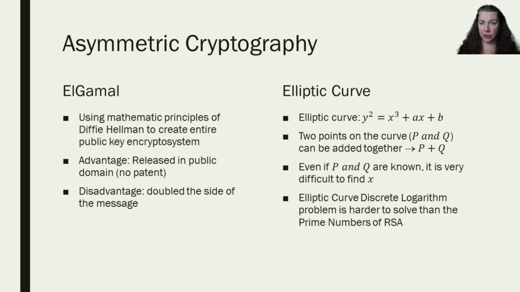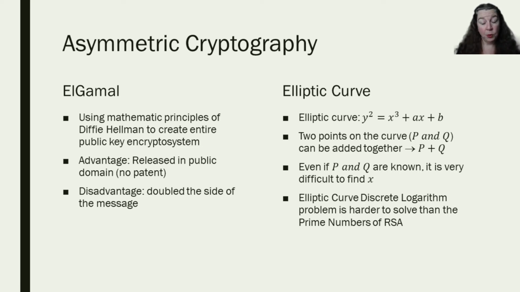The elliptic curve algorithm uses the mathematical properties of logarithms to create elliptic curve cryptography, ECC. So if you ever see elliptic curve cryptography, the algorithm for an elliptic curve from mathematics is simply y squared equals x cubed plus ax plus b, where a and b are both real numbers.